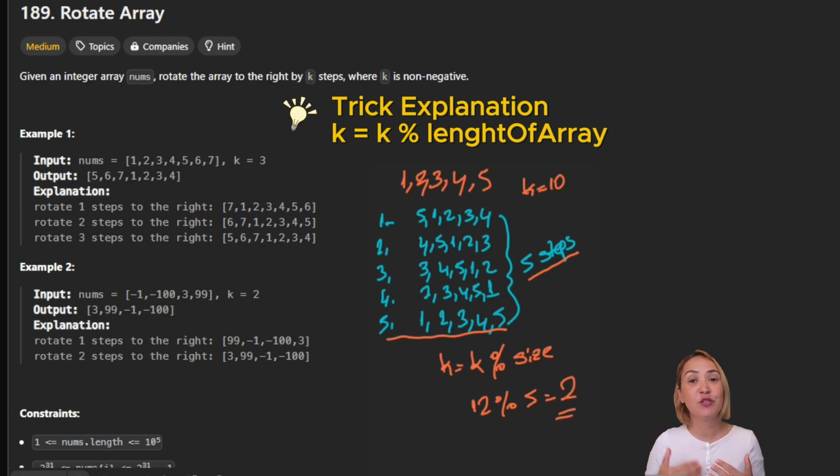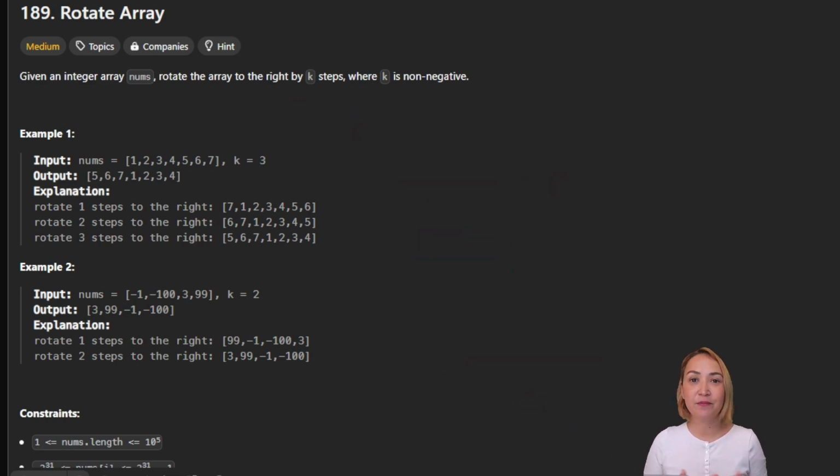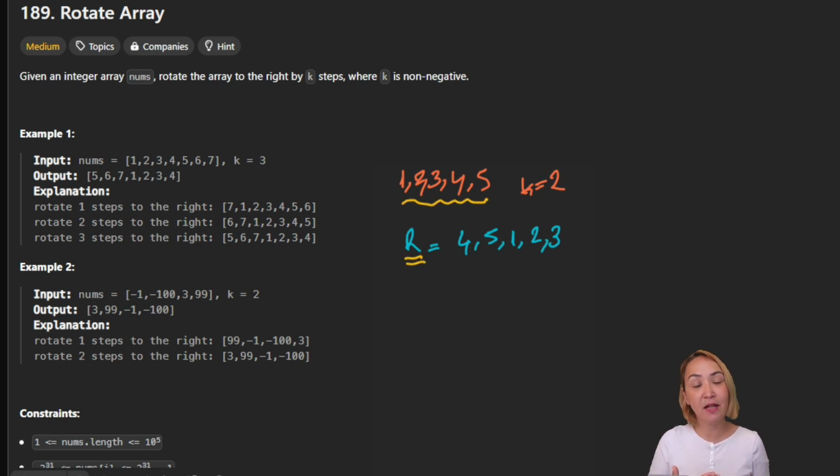This ensures we only rotate the array as much as actually needed. Let's return to the first example. The given array was 1, 2, 3, 4, 5, and the result is 4, 5, 1, 2, 3. We will use the reverse method to solve this problem efficiently.